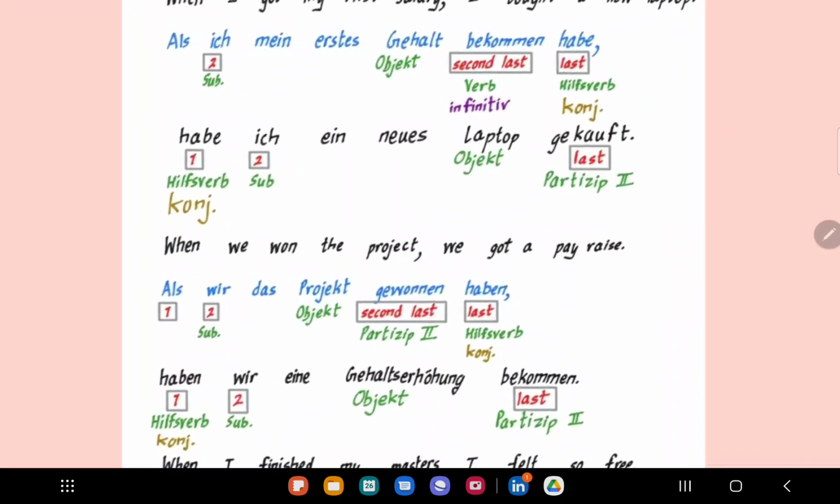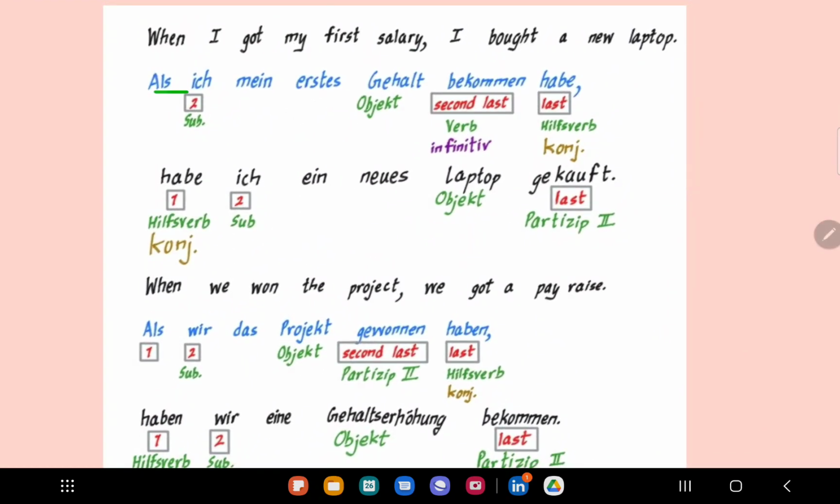Okay, let's look at the answers. Here are the answers. So als ich mein erstes Gehalt bekommen habe, check. After als you have the subject, and the verb which was supposed to be here goes to the last position. Okay, this is the conjugated verb. Bekommen is not infinitive, I apologize for this. This is participle zwei, just like here. So then what happens after this?